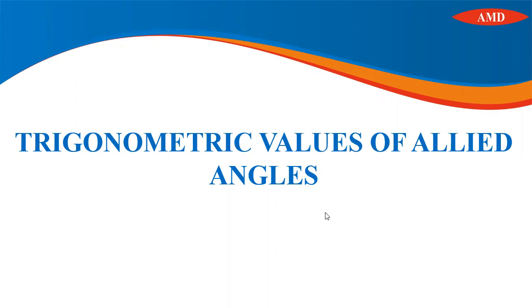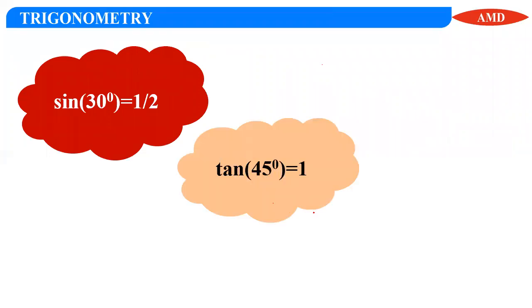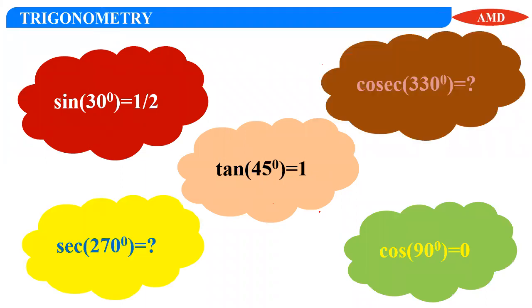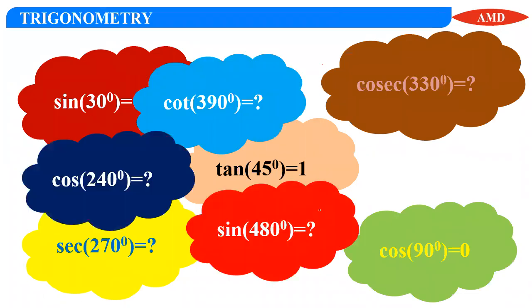We have been studying trigonometry since our high school days. Suppose I were to ask, what is sine 30 degree? It is 1 by 2. What is tan 45 degree? It is 1. Cos 90 degree? It is 0. But as the angles become bigger and bigger, it becomes a little difficult for some students.